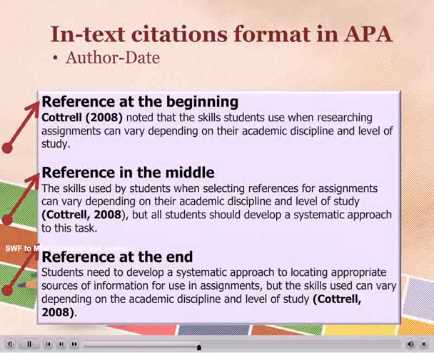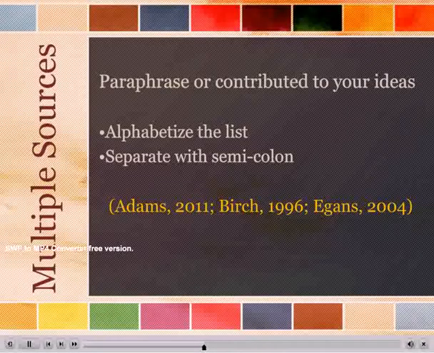sentence is a paraphrase of Cottrell's 2008 source, and that the second half of the sentence is the voice of the present author. However, in the third example, we can assume that the entire sentence is a paraphrase of Cottrell's 2008 source. When multiple sources have been paraphrased or multiple sources contributed to your idea, alphabetize the list and separate each resource with a semicolon.